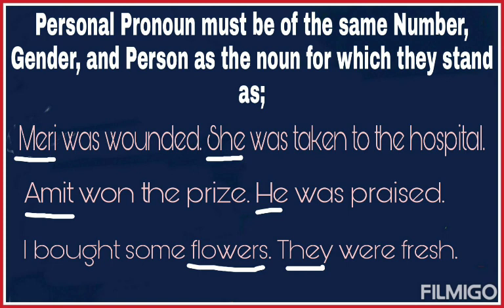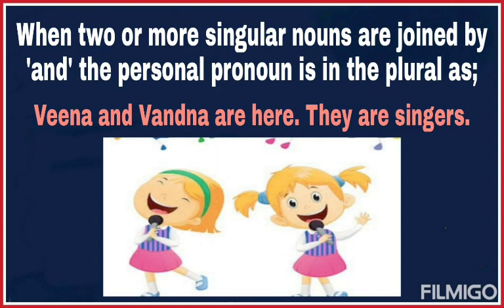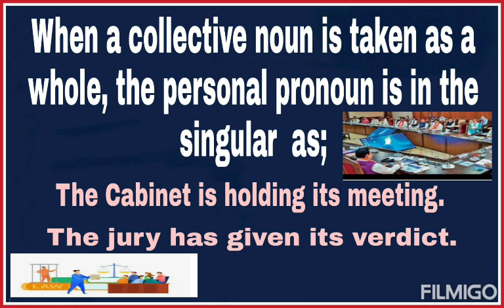As in the first sentence, Mary is female, so we replaced it with she. And in the last sentence, noun flowers are written in plural, so we replaced it with they. When two or more singular nouns are joined by and, the personal pronoun is in the plural. For collective nouns, always write singular pronouns. As the cabinet is collective noun, the cabinet is holding its meeting, the jury has given its verdict.